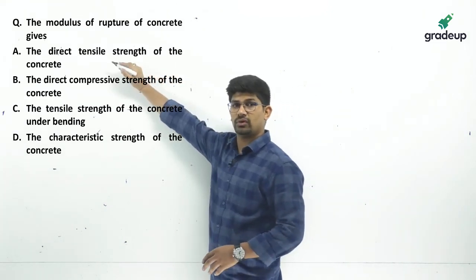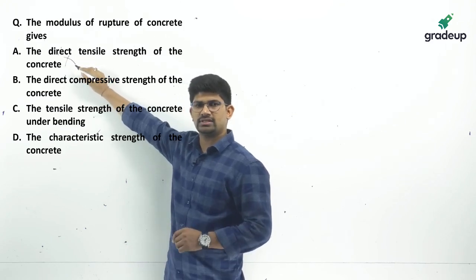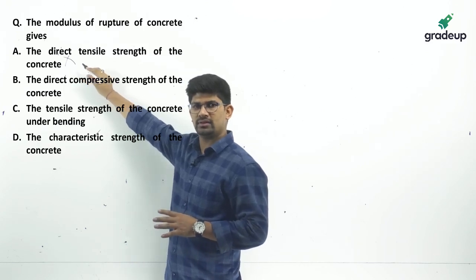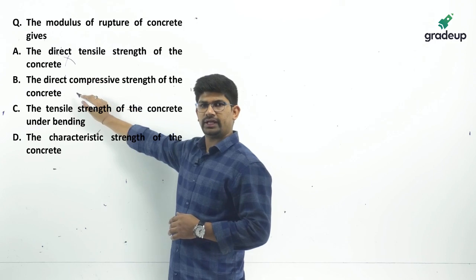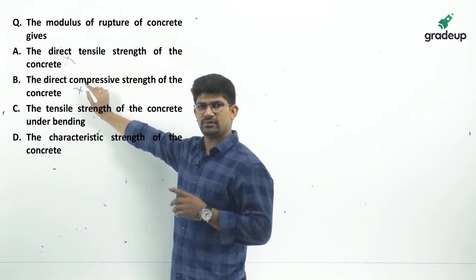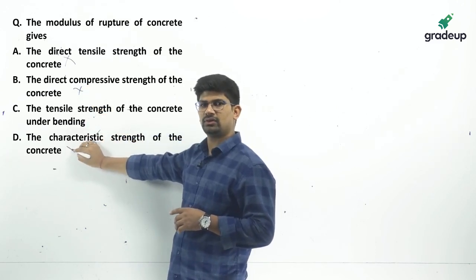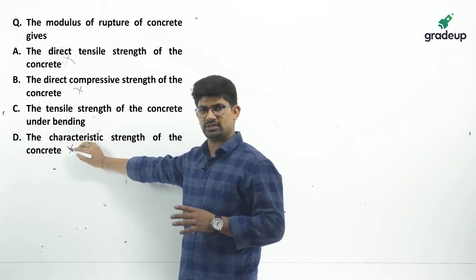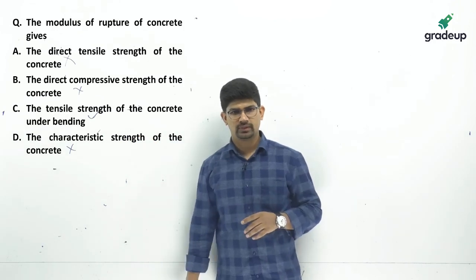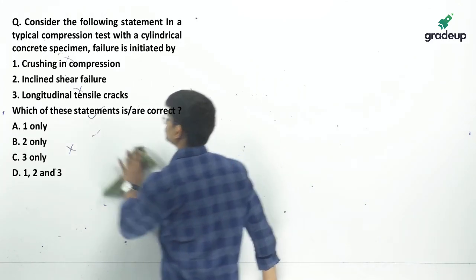Now if I go option by option, the first option, the direct tensile strength, this is incorrect. It does not give the direct tensile strength because we are not applying the direct loading. We are applying the indirect loading, that is flexural loading. Okay. The direct compressive stress, no, this is incorrect because it gives tensile strength, not the compressive strength. If we talk about option D, the characteristic strength of concrete, no, it does not give the characteristic strength of concrete. So option C is the correct answer to this question. Okay. Next question.